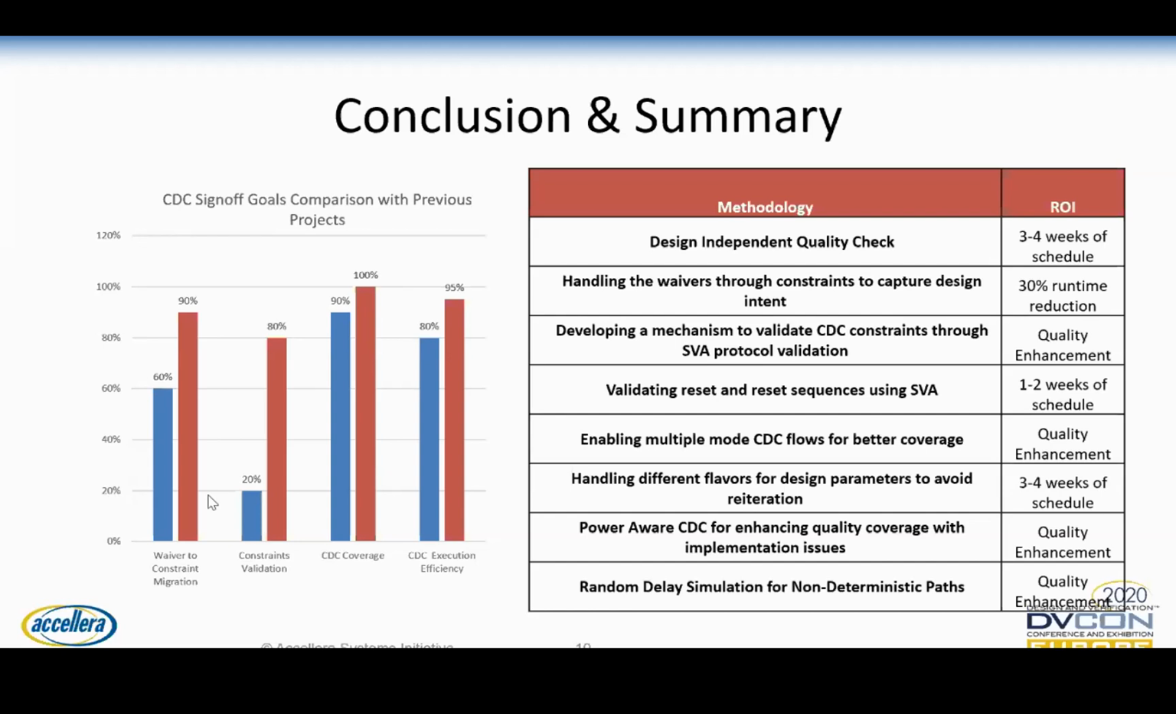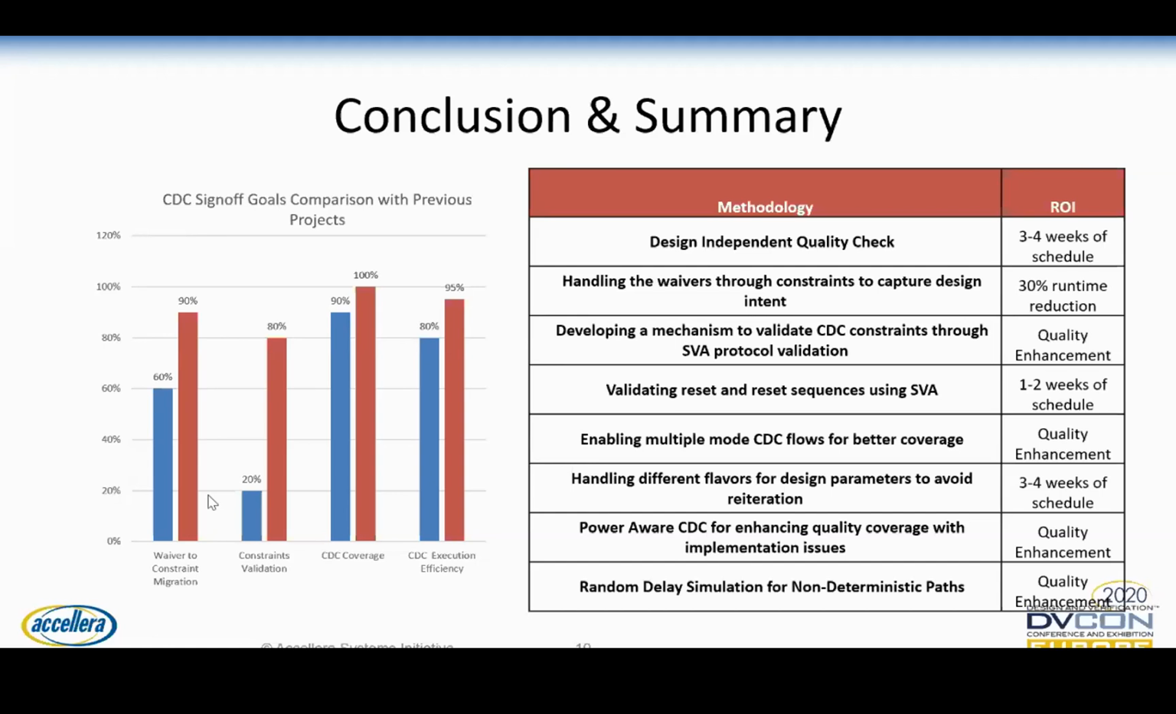Now everything is defined in the master clock spreadsheet and the micro architectural specification document. The fifth one is the multi-mode CDC analysis. We already discussed it. It has definitely given better quality coverage because of the different modes of CDC analysis. The handling of parameters also, many times we have to go and request the IP owners to provide new collaterals, which is very difficult. So this has given us 3 to 4 weeks of schedule saving.